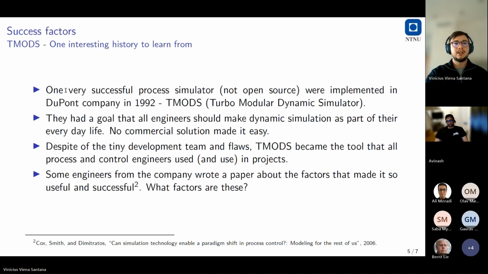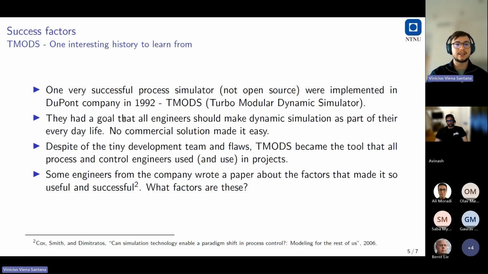the world. So they developed their own process dynamic simulator, which is not open source and it's not commercial. It's for their own use. They call it TMODS, and it dates back to 1992. The motivation behind it was that they wanted all the engineers of the company to make dynamic simulations part of their daily activity as engineers.